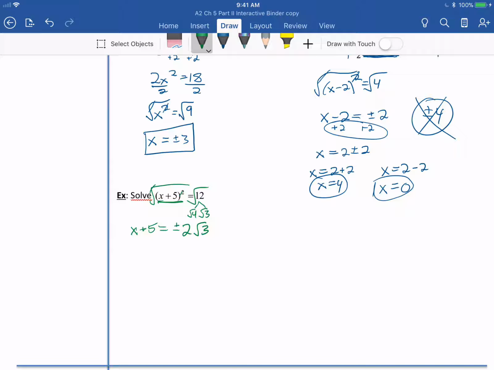Now subtract that 5 to the other side, and remember that 5 goes in the front. So now I have x equals negative 5 plus or minus 2 square roots of 3. Since we have a radical here, it's okay to just leave it like that. This is my final answer: negative 5 plus 2 square roots of 3, and negative 5 minus 2 square roots of 3. All right, good, great.